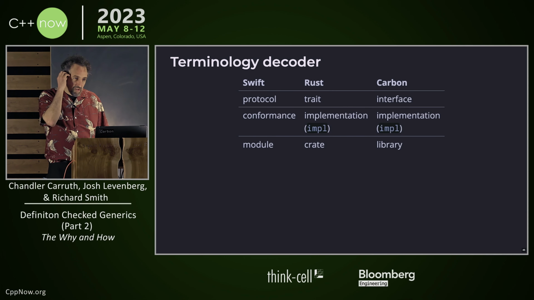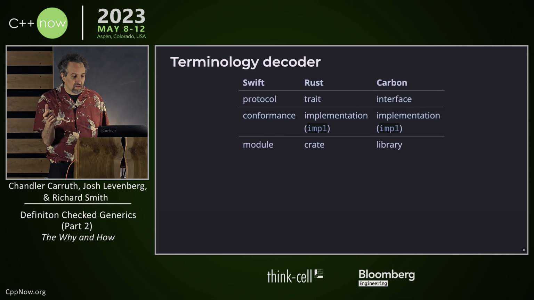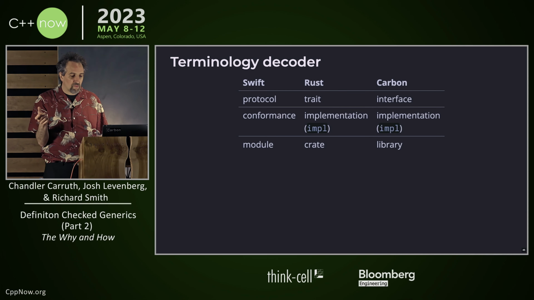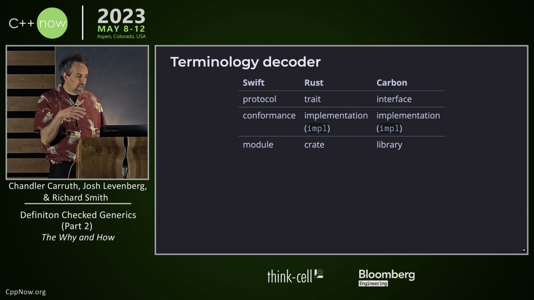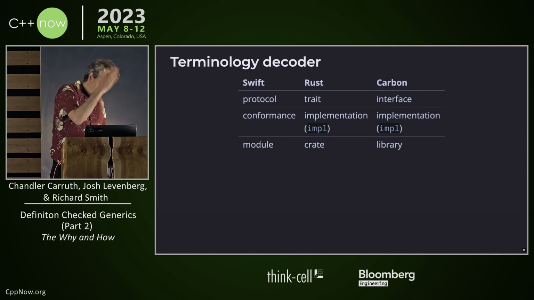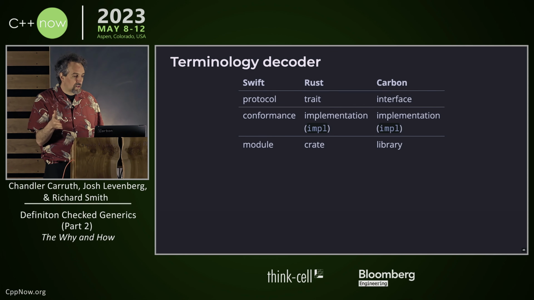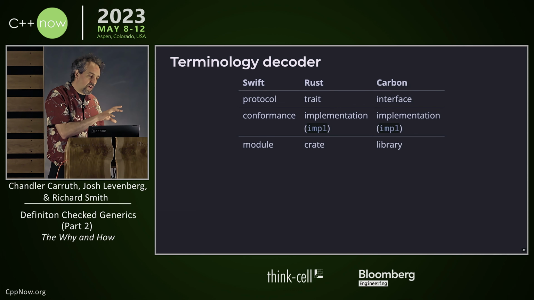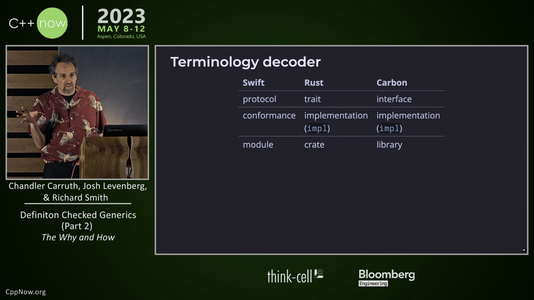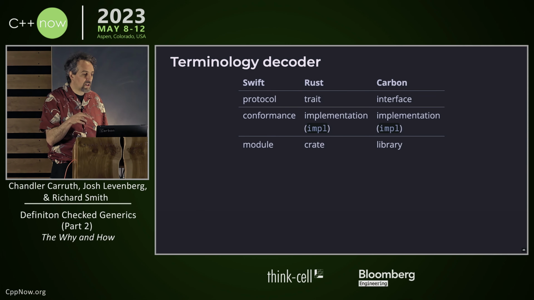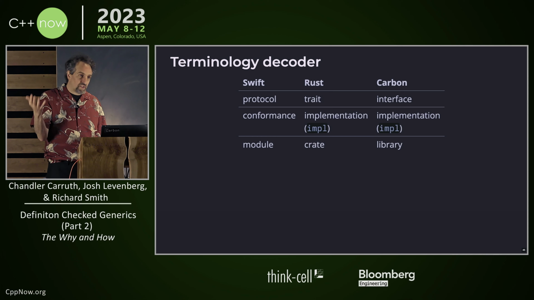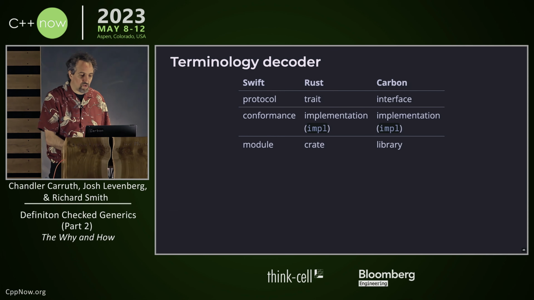So now I'm going to extend the terminology decoder ring from part 1, since we're going to talk about all these different languages again. In addition to protocols, traits, and interfaces, what Swift calls a conformance, Rust and Carbon call an implementation. What Swift calls a module, which is like our unit of dependency here, Rust calls a crate, and Carbon calls a library.